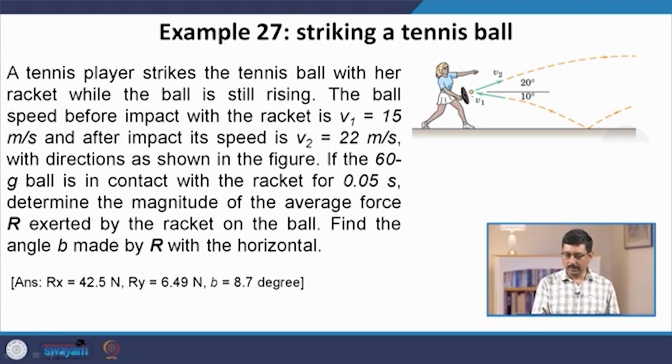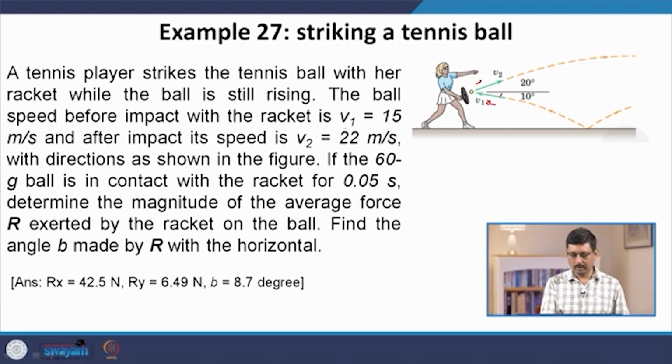When the ball hit the racket, V1 is the velocity of the ball and it is in the direction shown by this green arrow. It makes an angle of 10 degrees with the horizontal, and after the ball hits the racket, it changes its velocity and now it is moving in this direction with a velocity V2. Now, there are more details.